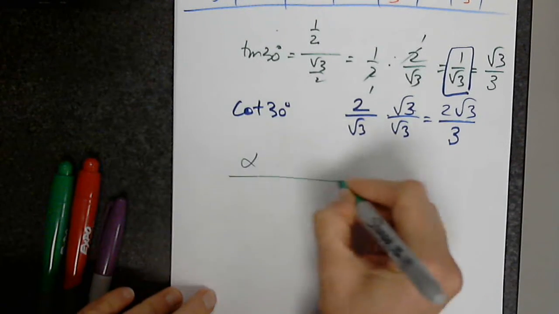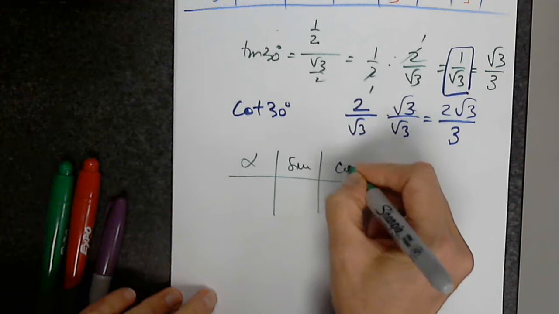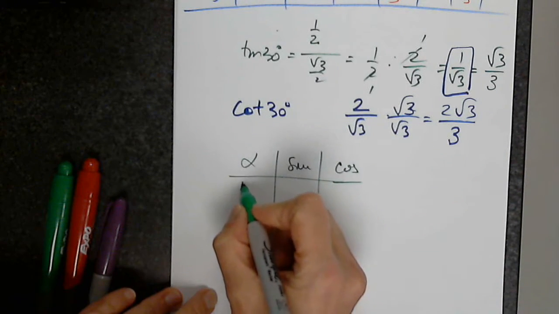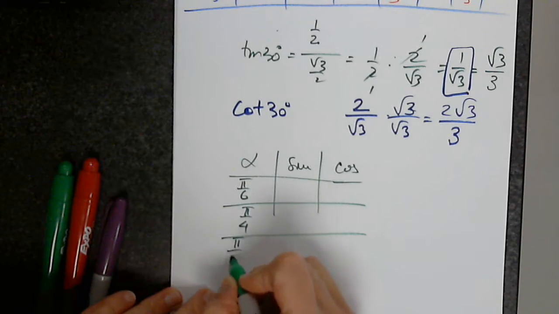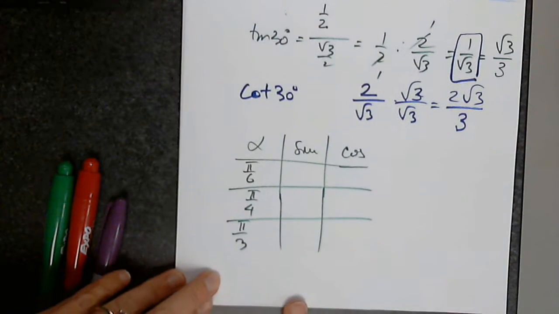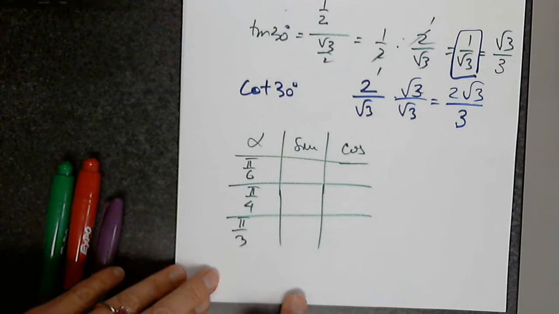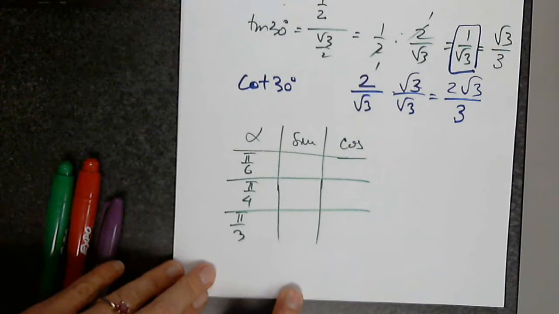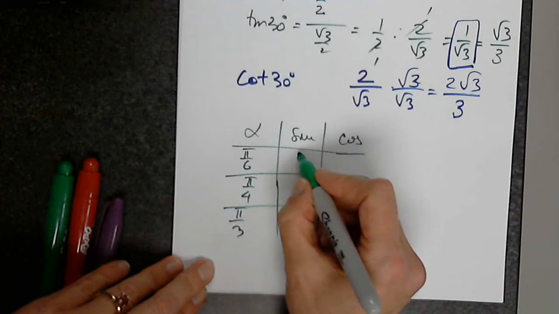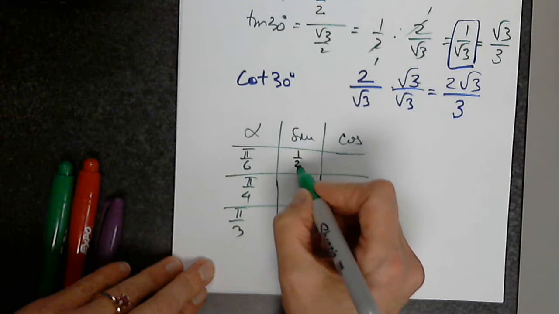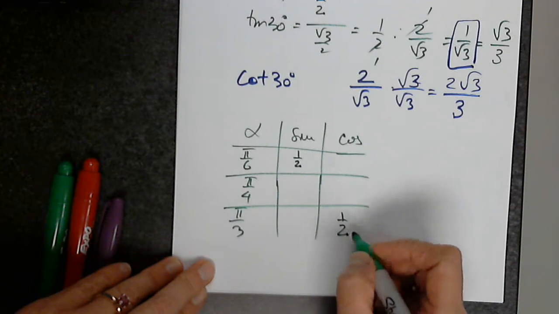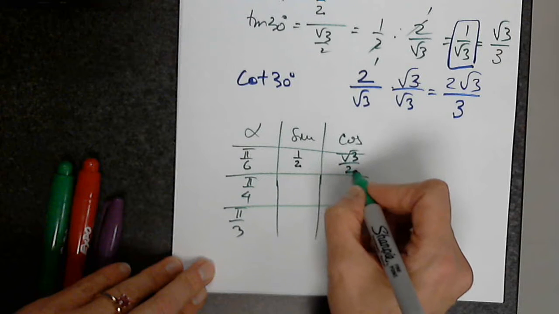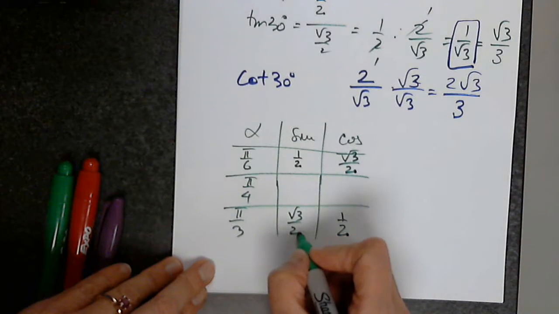So angle, sine, cosine, pi over 6, pi over 4, pi over 3. And you can write this on every test from now on if you know it's on trig. That's all I want you to write. 1/2, 1/2. The square root of 3 over 2. The square root of 3 over 2.